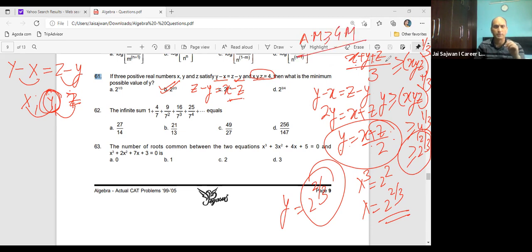Arithmetic mean, x plus y plus z divided by 3, is greater than the cube root of xyz. Now, x plus z is given as 2y. So 2y plus y is 3y, divided by 3 is y only. So y is greater than the cube root of xyz. That is 4 to the power 1 by 3, that is 2 to the power of 2 by 3. Say the value should be given.